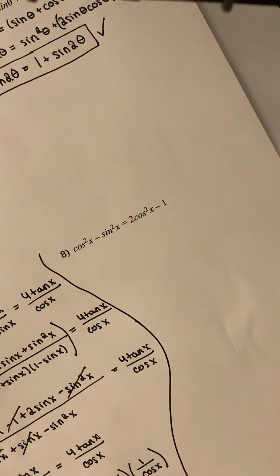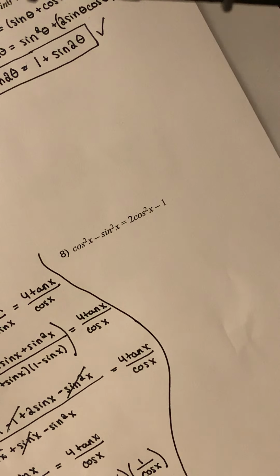And then our final problem, number 8 here. So we have cosine squared x minus sine squared x is equal to 2 cosine squared x minus 1. Oh my goodness, I've been saying these terms too much in the last hour.